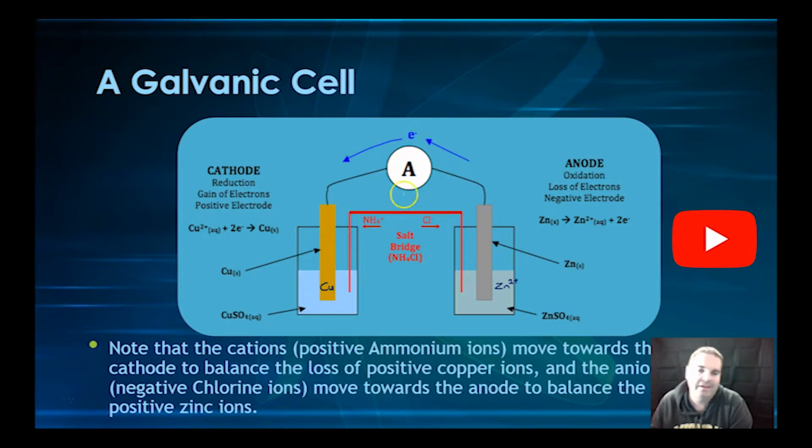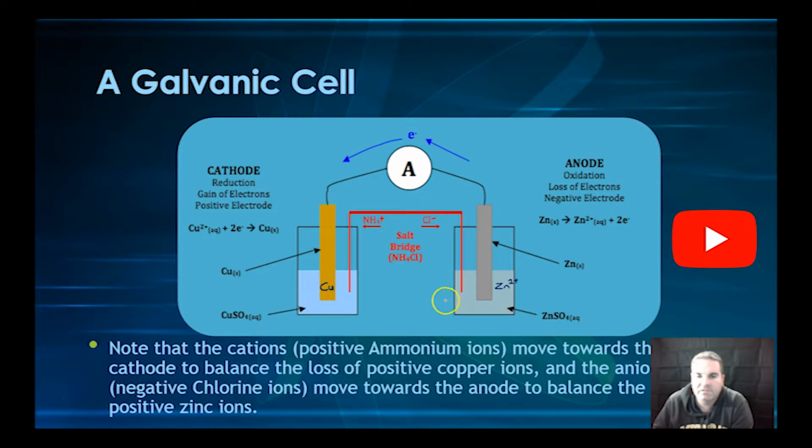Okay. Now, the unique thing that we need in an electrochemical cell is what's called a salt bridge. A bridge is obviously something that connects two different things. We use a salt bridge here, and we've got ammonium ions, and that's actually NH4+, and that's Cl-. That's ammonium ions, and we've got chlorine ions here.